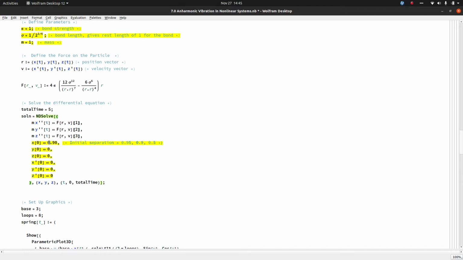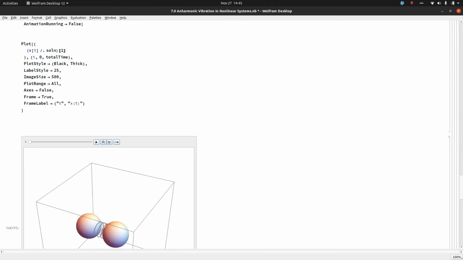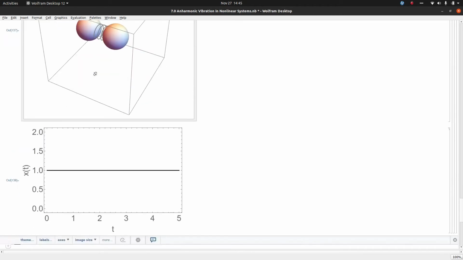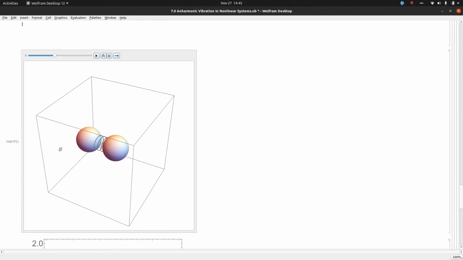So I'm going to go ahead and start with an initial x position of 1. And we're going to run this. And you can see we get an animation. And our animation doesn't look like it's doing anything. Why doesn't it look like it's doing anything? Well, it doesn't look like it's doing anything because the rest length was set at 1. So if we start at an equilibrium separation of 1, there's not going to be any force, there's not going to be any acceleration, it's just going to sit there looking at you.